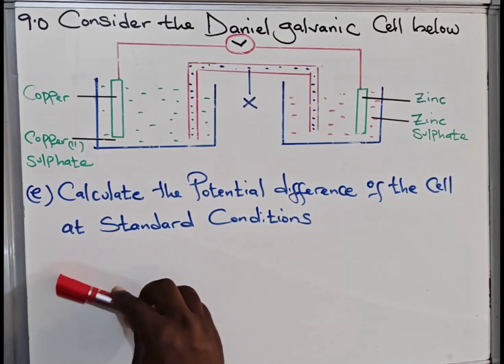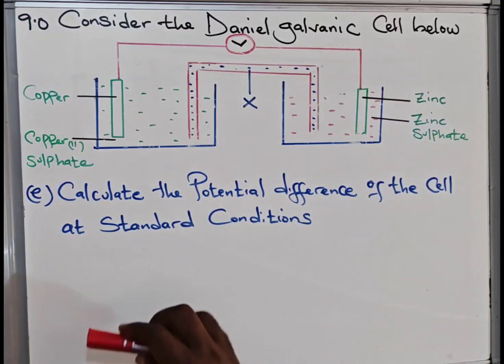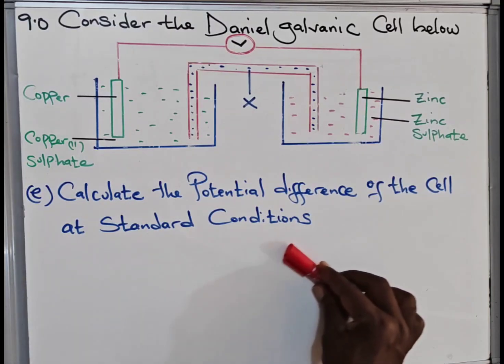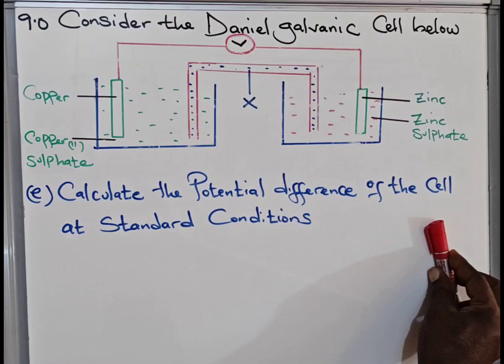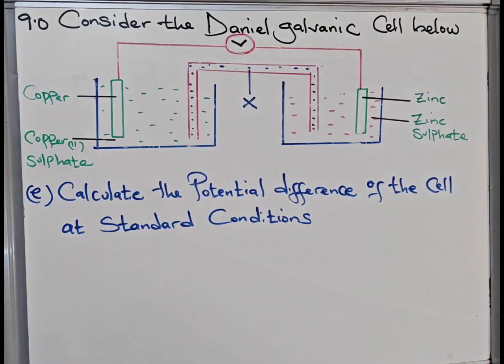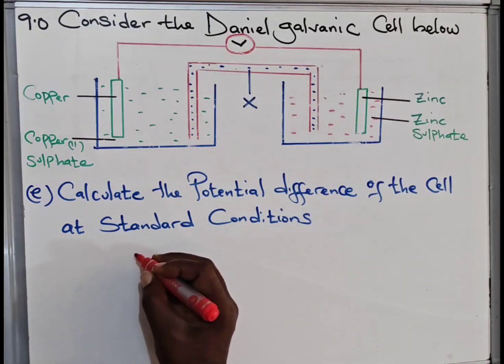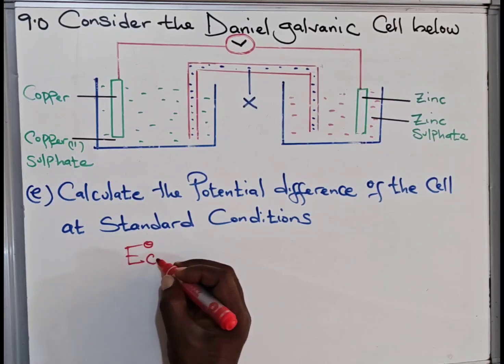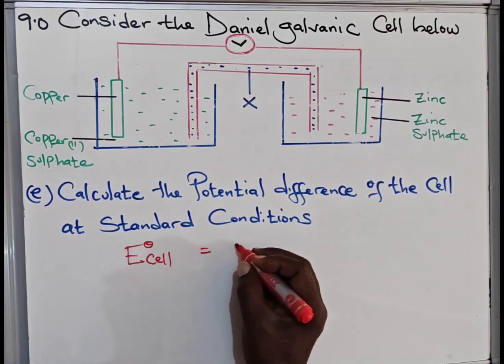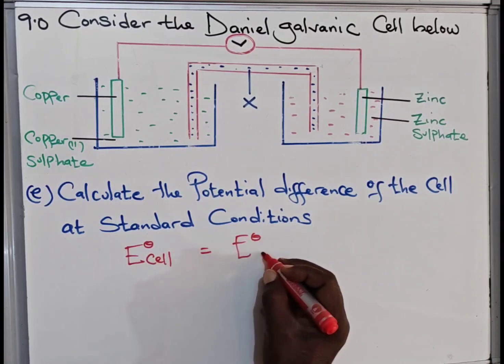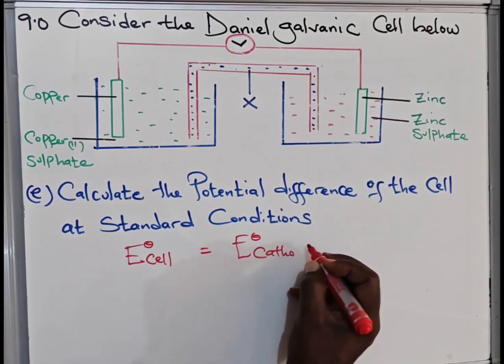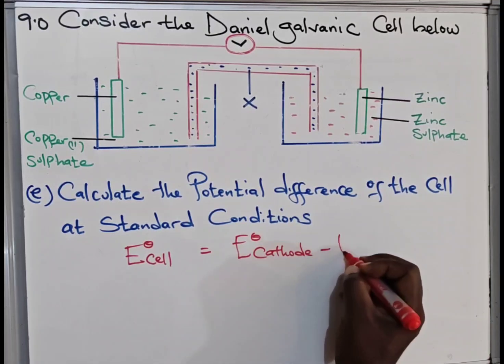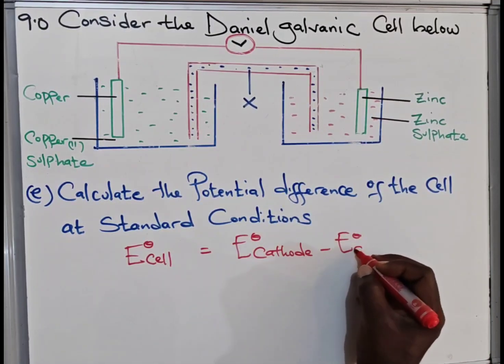Yeah, then we come to this question. It says that calculate the potential difference of the cell at standard conditions. Okay. So, how do we do this? Here, the best approach is to quote the formula. It says that E naught, meaning standard, cell is equal to E naught cathode minus E naught anode.